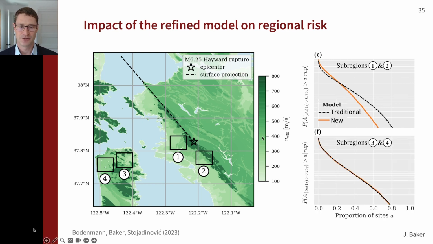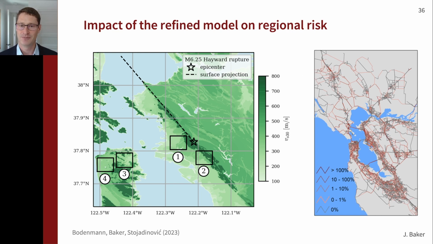If we repeat the exercise with regions 3 and 4, so there's a little bit more homogeneous soil conditions, also more similar angles from the rupture to the study areas, the old traditional and new correlation models have no practical impact on the proportion of sites that exceed some threshold of ground shaking. So there's going to be some problem dependence on how important these extra predictor parameters are. We were trying to get some indication of this from these simple studies of just the ground motion fields.